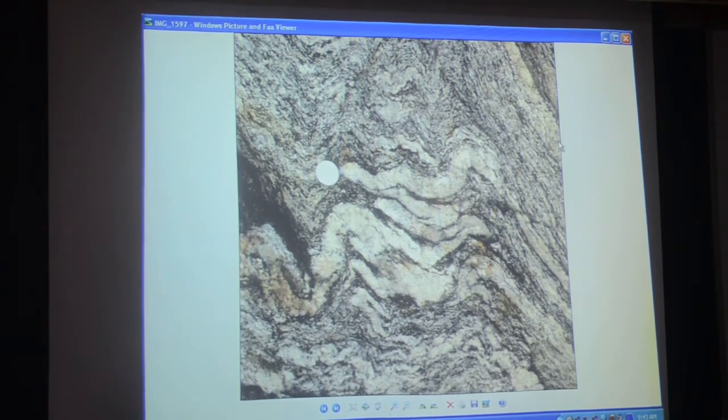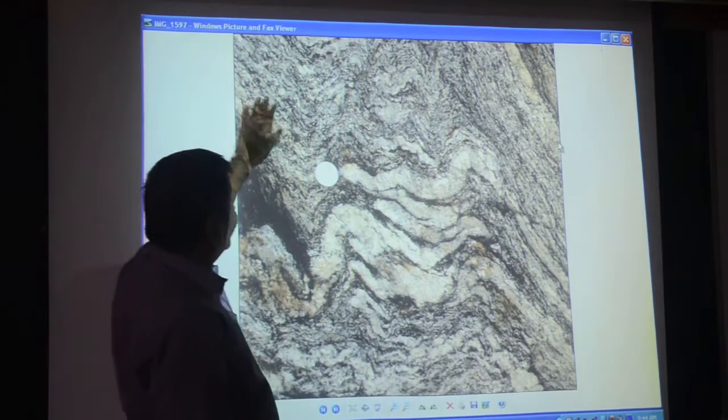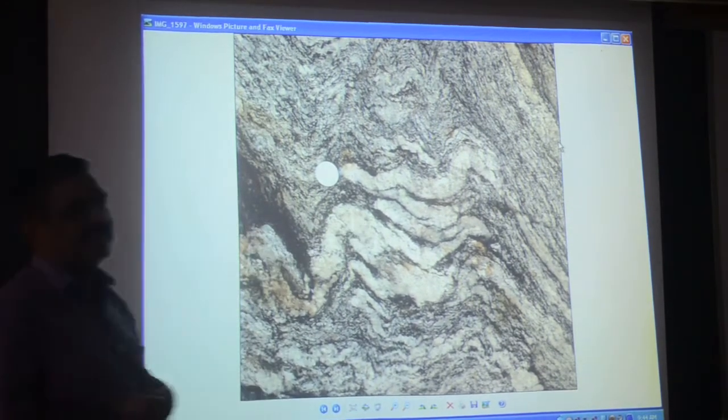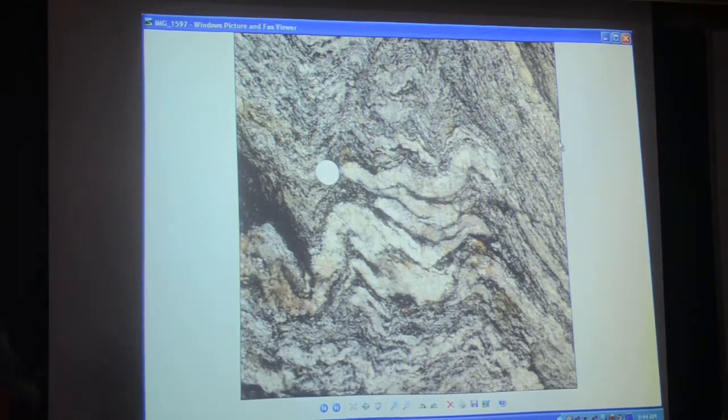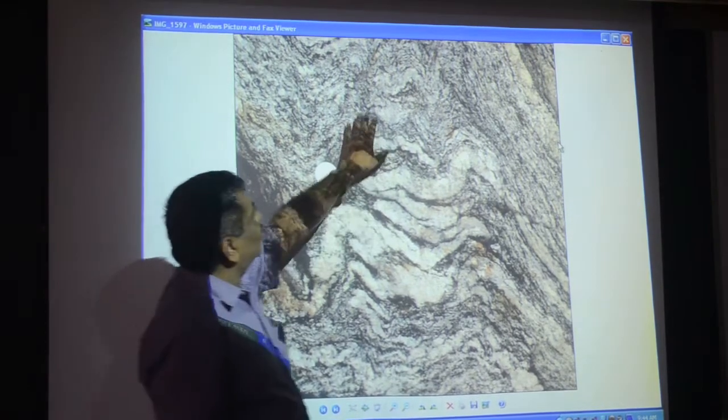Now suppose I ask you to break this rock. How will you break the rock? Which portion will be easy to break? This portion will be easy to break or this portion will be easy to break? Huh? See, here also there are folds. Here also there are folds.